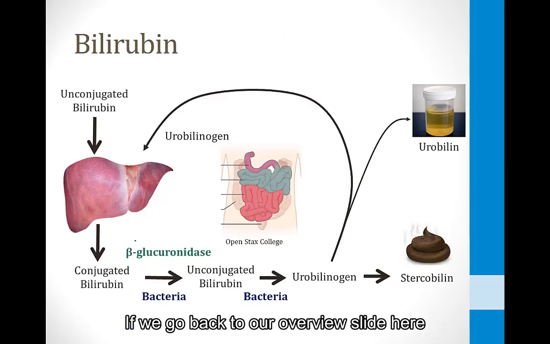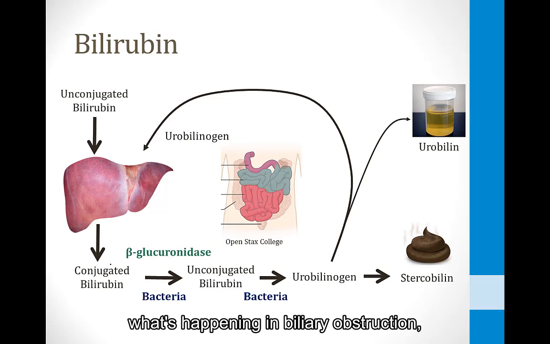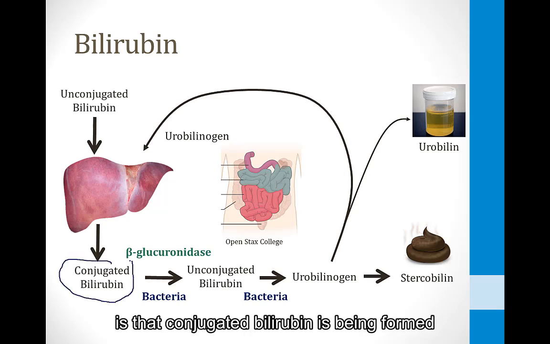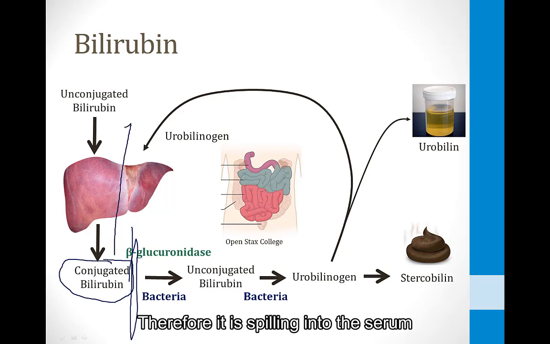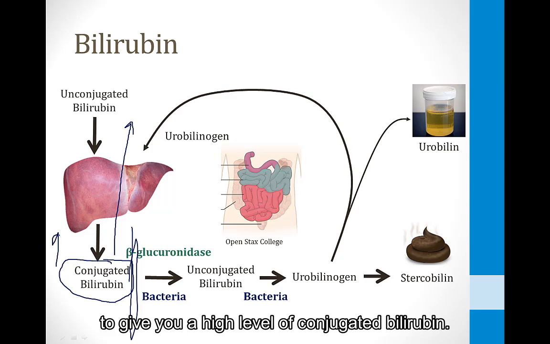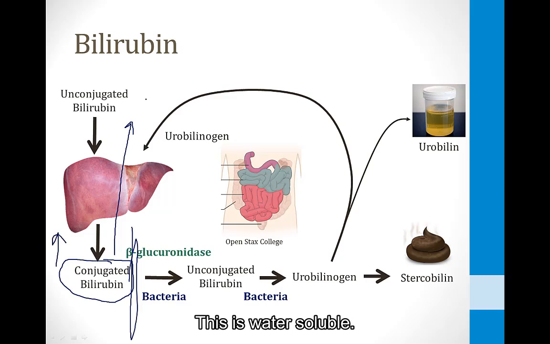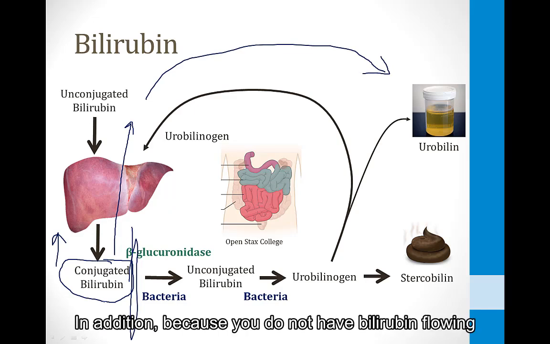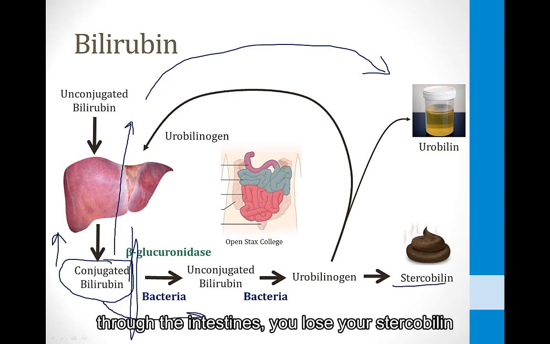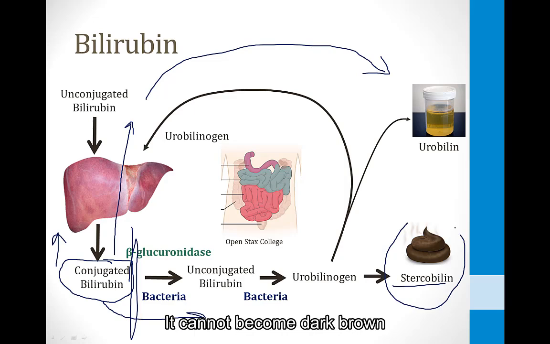If we go back to our overview slide here, what's happening in biliary obstruction is that conjugated bilirubin is being formed, but it cannot make it out into the intestine. Therefore, it is spilling into the serum to give you a high level of conjugated bilirubin. This is water soluble, so it can cross into the urine to give you dark urine. In addition, because you do not have bilirubin flowing through the intestines, you lose your stercobilin and your stool becomes pale. It cannot become dark brown because it doesn't have stercobilin.